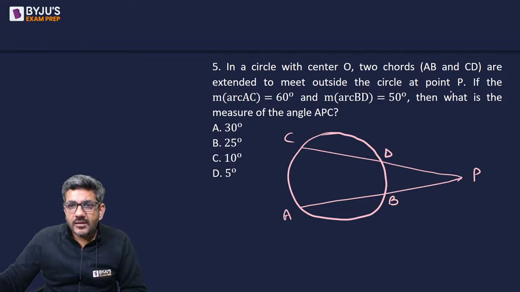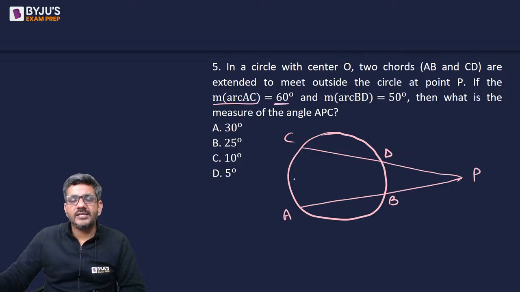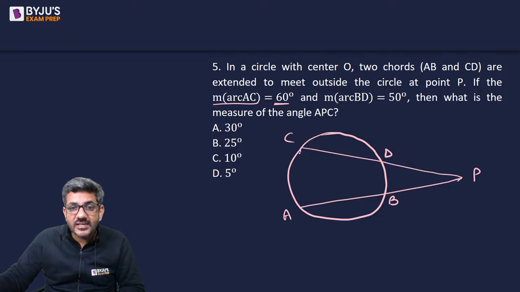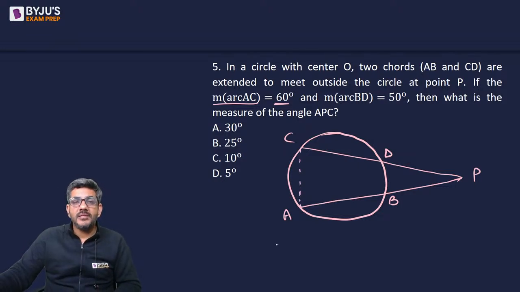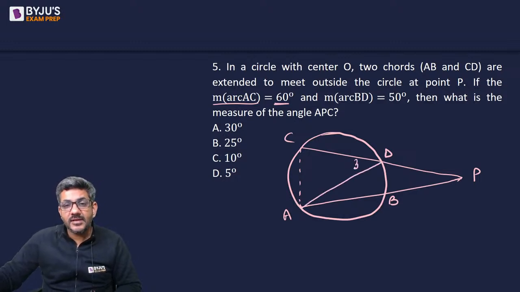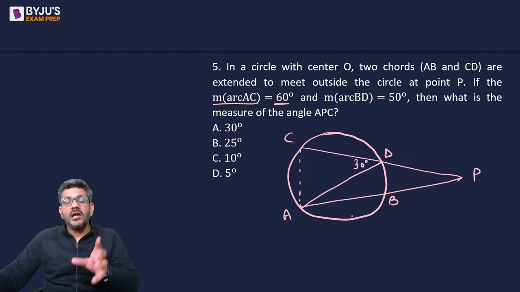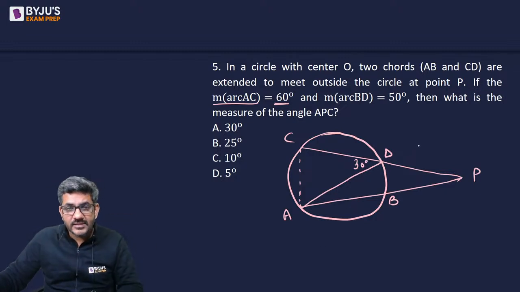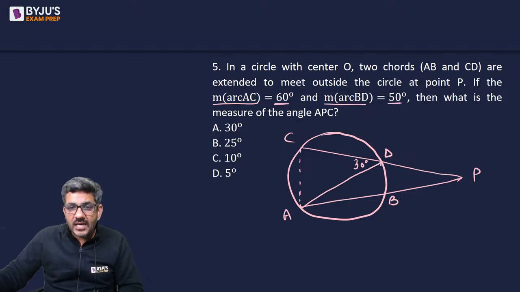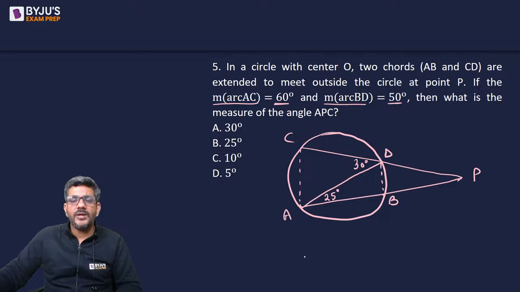He says that the measure of arc AC is 60. Measure of arc AC means that arc AC makes an angle of 60 degrees at the center. And if it makes 60 degrees at the center, we can say it makes 30 degrees on the circumference. Angle formed at the circumference is half of the angle formed at the center. That means that angle would be 30 degrees. What next? Measure of arc BD is 50 degrees. That means arc BD makes an angle of 50 degrees at the center, so the angle formed by BD at the circumference is half of 50, that is 25 degrees.